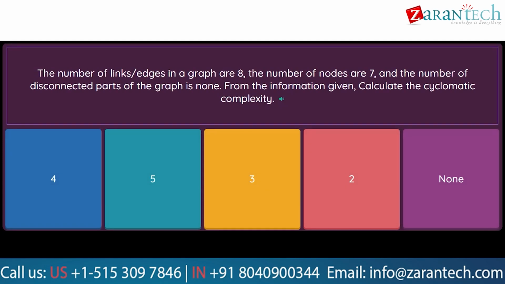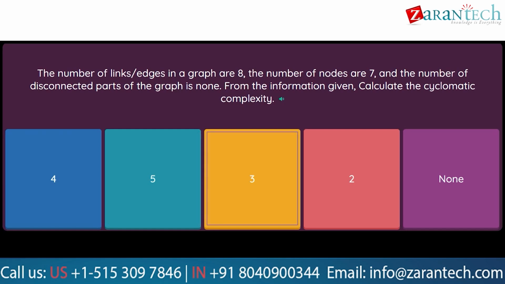Question: the number of links/edges in a graph is 8, the number of nodes is 7, and the number of disconnected parts of the graph is none. From the information given, calculate the cyclomatic complexity. Option 1: 4. Option 2: 5. Option 3: 3. Option 4: 2. Option 5: none.